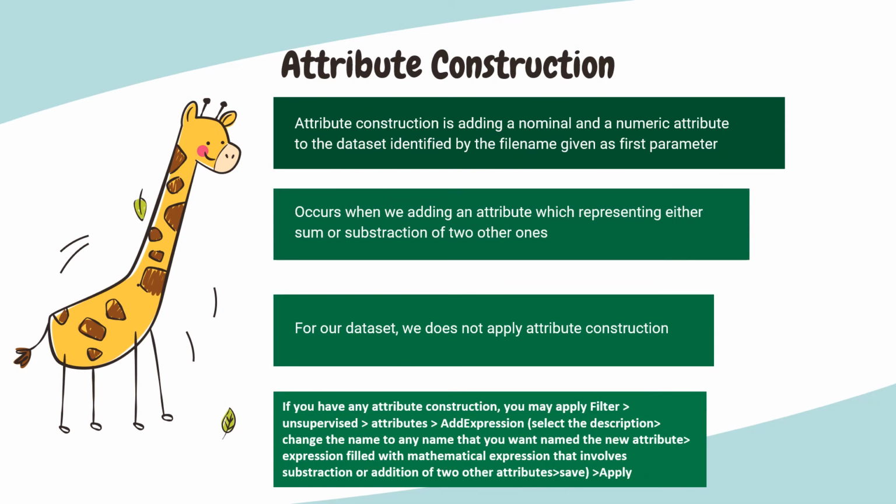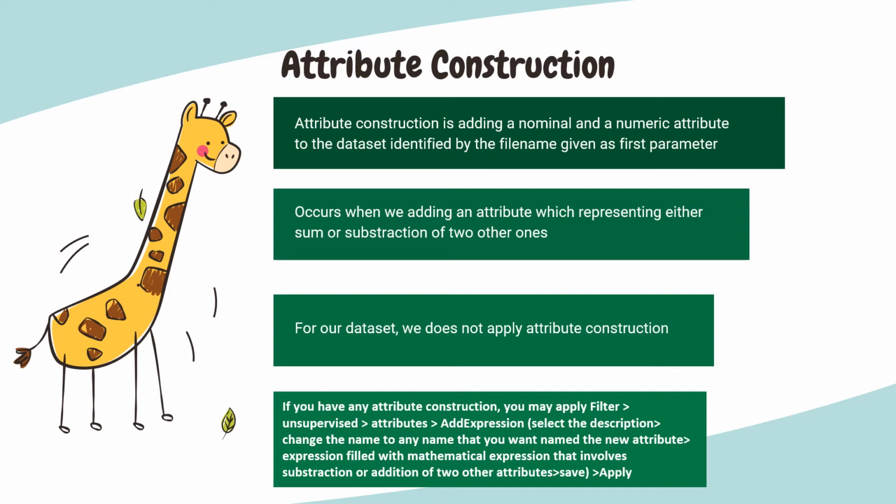Attribute construction is adding a nominal and a numeric attribute to the dataset identified by the file name given as first parameter. Attribute construction occurs when we add an attribute which represents either the sum or subtraction of two other ones. For our dataset, attribute construction does not apply because our dataset studies the risk reduction for early chronic kidney disease, CKD, with type 2 diabetes, whereas it does not have any mathematical calculation.